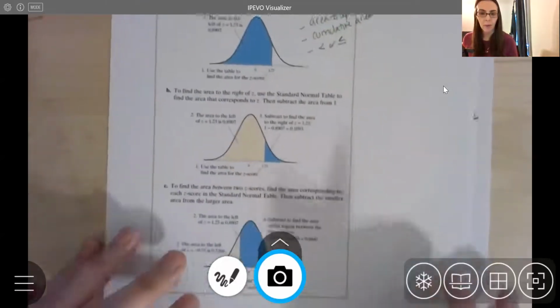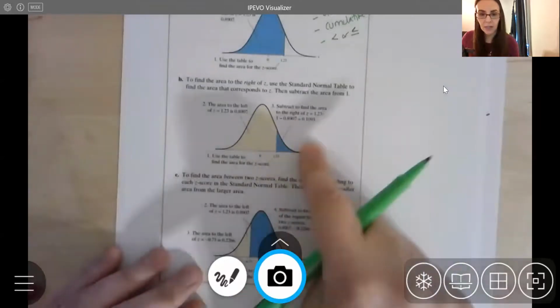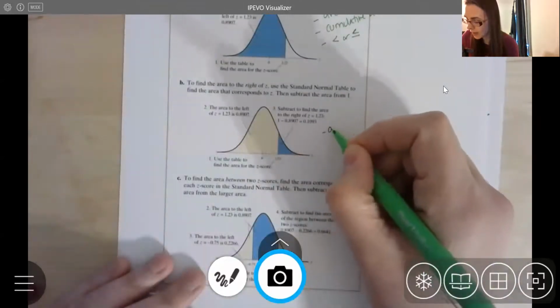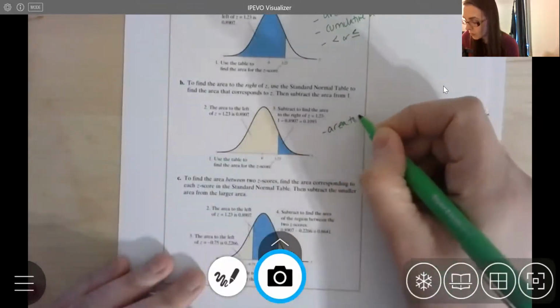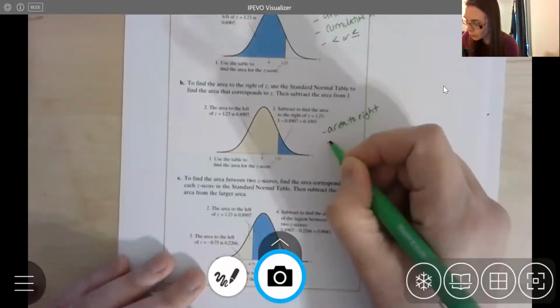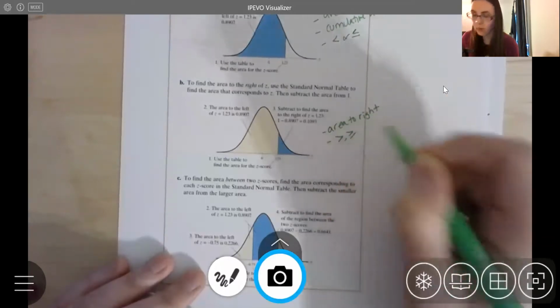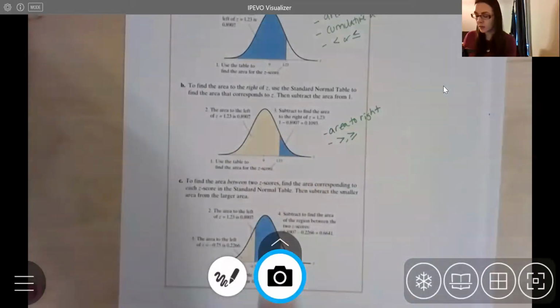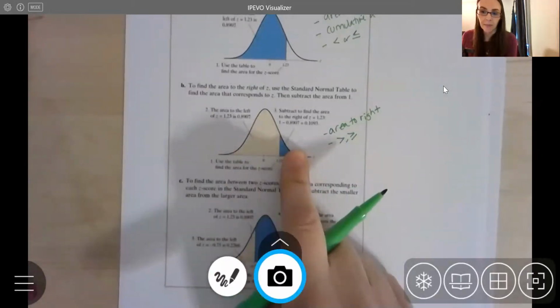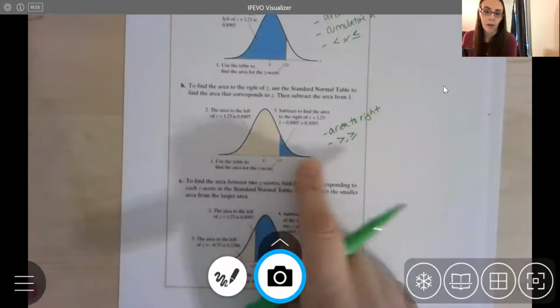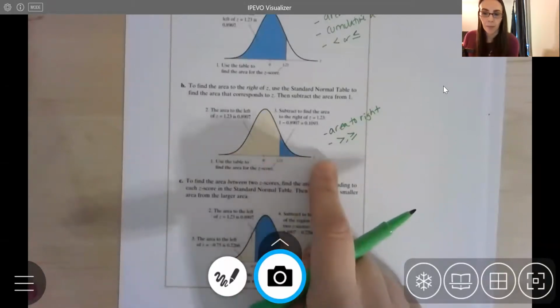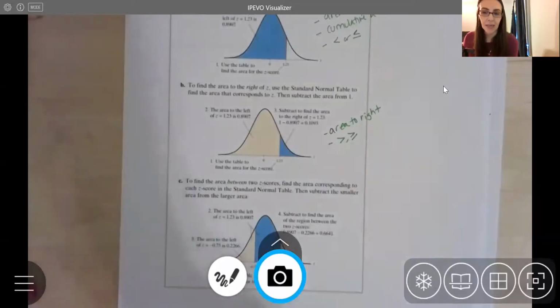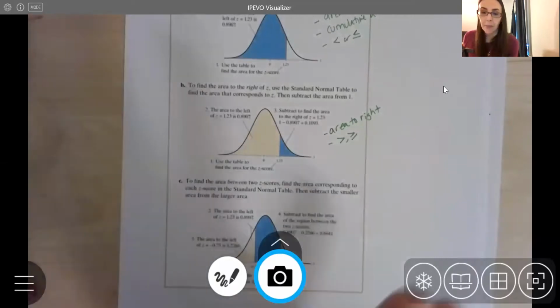Sometimes we don't want that area, though. We want other areas. When you see this, you'll sometimes hear it referred to as area to the right, or you may notice symbols like greater than or equal to. When we're doing this on technology, it's the same steps. We just give our lower bound and our upper bound. Here our upper bound would be positive 9999999 instead, but it's the same process with technology. In the table, it's different though.